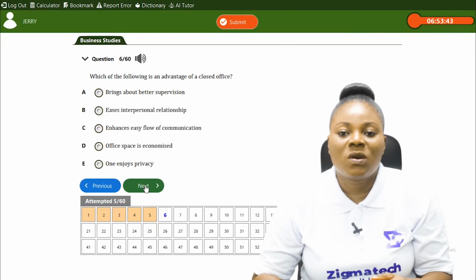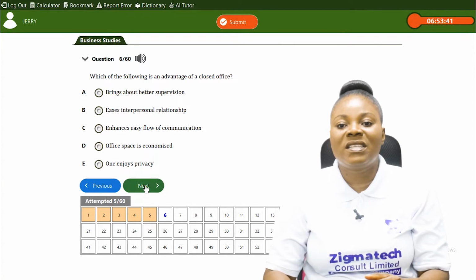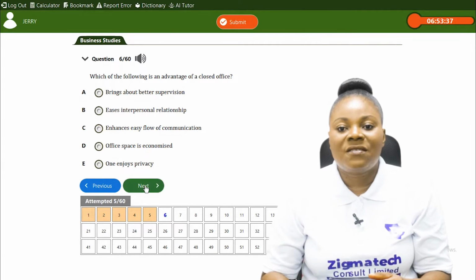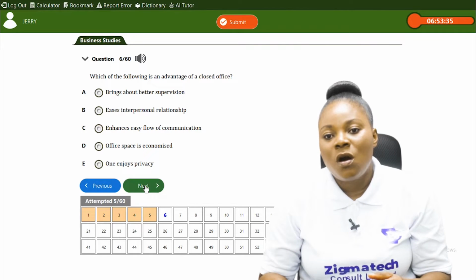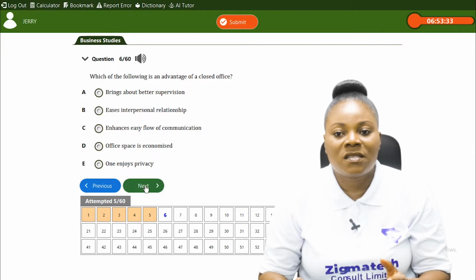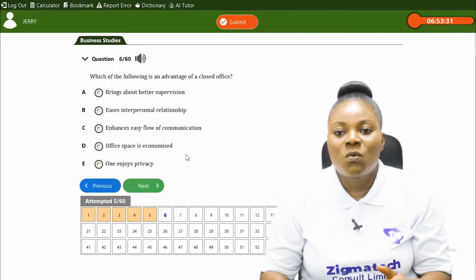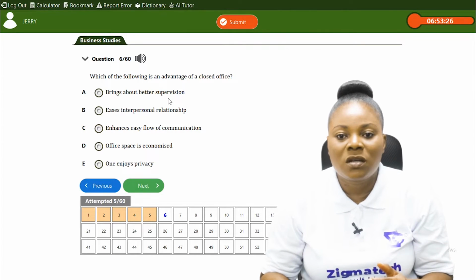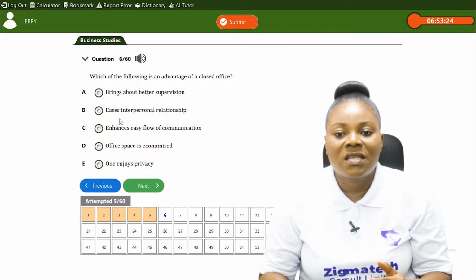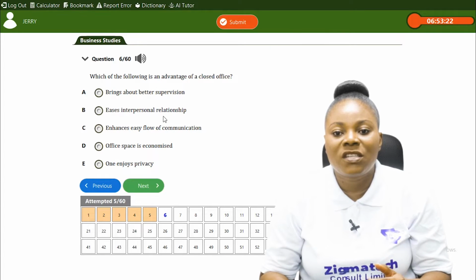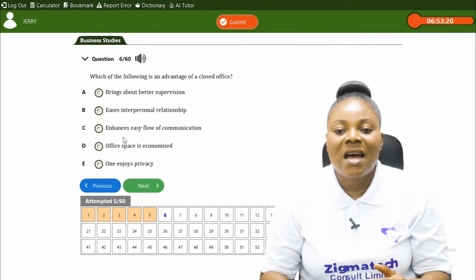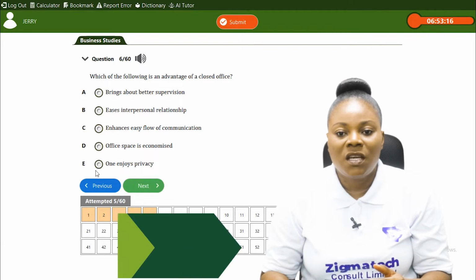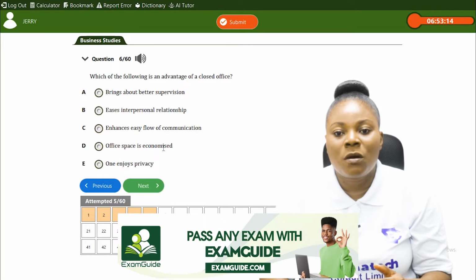The next question, question 6, says, which of the following is an advantage of a closed office? A closed office is like a small office. So which of these is an advantage? A, brings about better supervision. B, eases interpersonal relationship. C, enhances easy flow of communication. D, office space is economized.